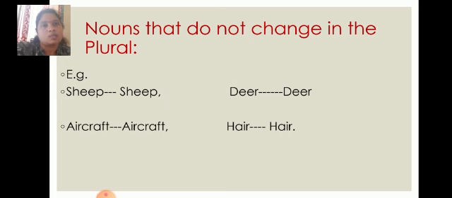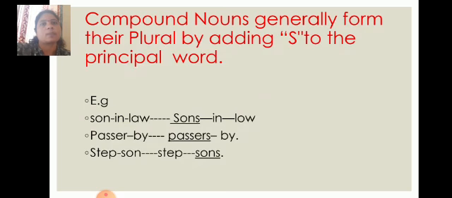There are some nouns that do not change in the plural. For example, sheep, sheep. We cannot say sheep, sheeps. Deer, deers. No. Sheep remains sheep in plural. Deer, deer. Aircraft, aircraft. Hair, hair. These are some nouns which do not change in the plural.